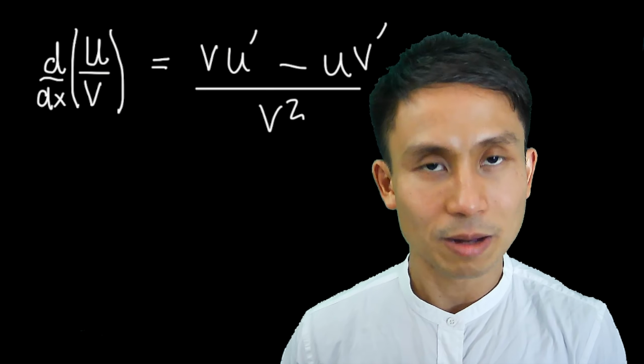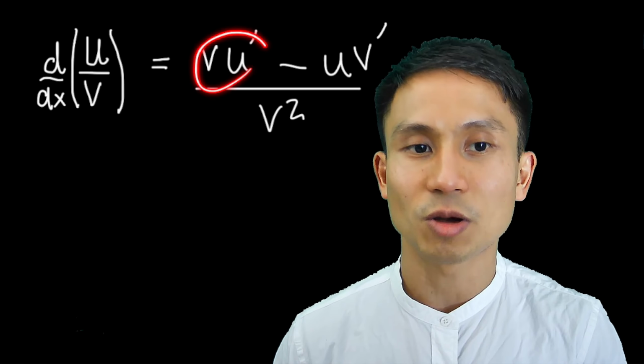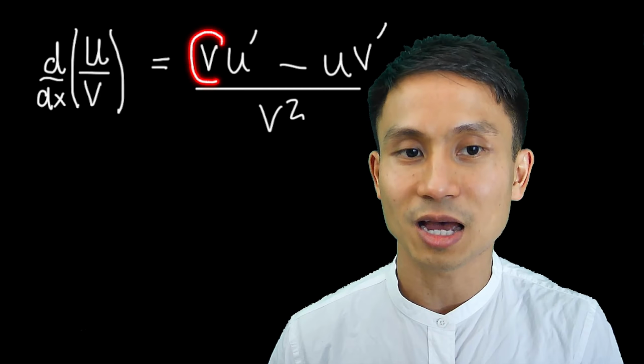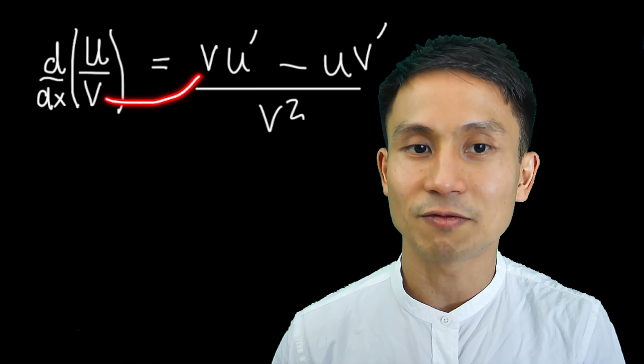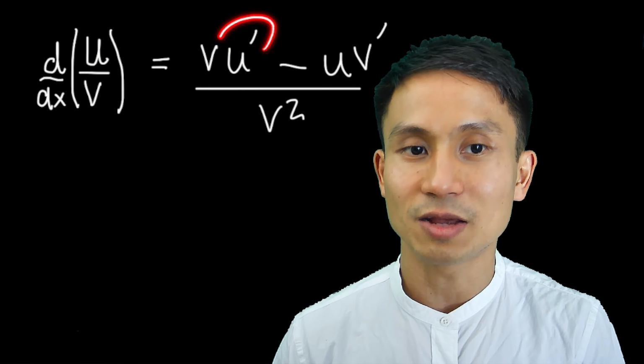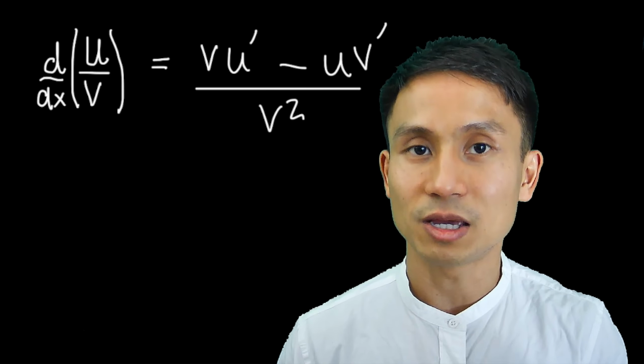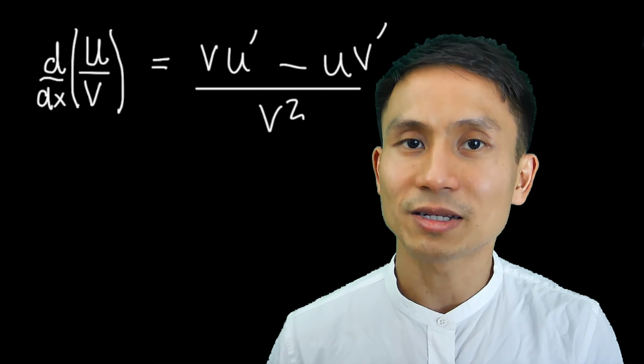However you would like to remember it, make sure that you do not swap these two terms because the formula here for the quotient rule is that you need to start from the bottom term. So you see I have v kept the same and then differentiate u, and then minus u, which is the top part, multiplied with the derivative of v. Now let's have a look at some easy example.